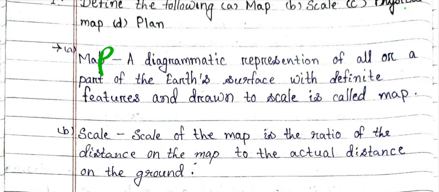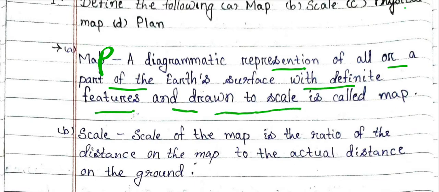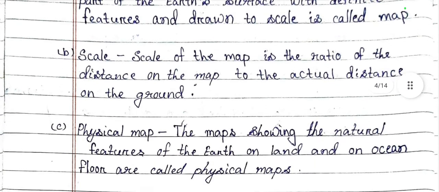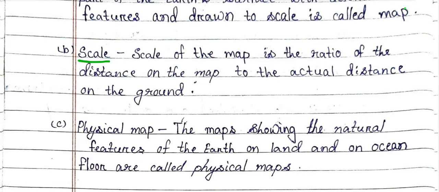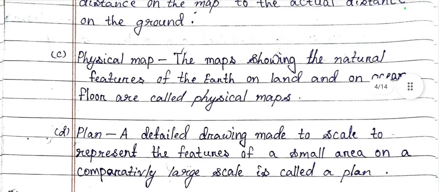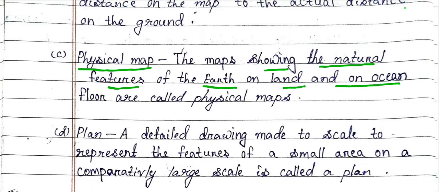So a diagrammatic representation of all or a part of the earth's surface with definite features and drawn to scale is called a map. Then scale. The scale of the map is the ratio of the distance on the map to the actual distance on the ground. The next question is physical map. The maps showing the natural features of the earth on the land and on ocean floor are called physical maps.